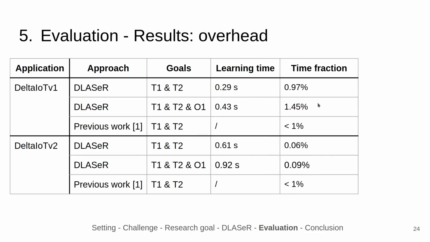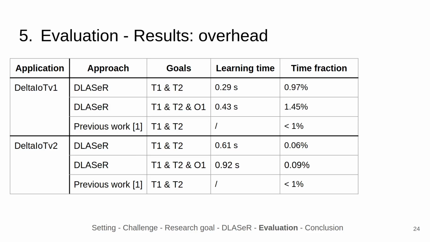When we look at the overhead, we consider the learning time. For .itv1 we observe that the learning time is smaller than 0.5 seconds, and for .itv2 the learning time is less than 1 second. We observe the obvious trend that the learning time increases with increasing number of adaptation goals. This is as expected, as we used one deep learning model for each adaptation goal. I would say that this increase is rather linear.